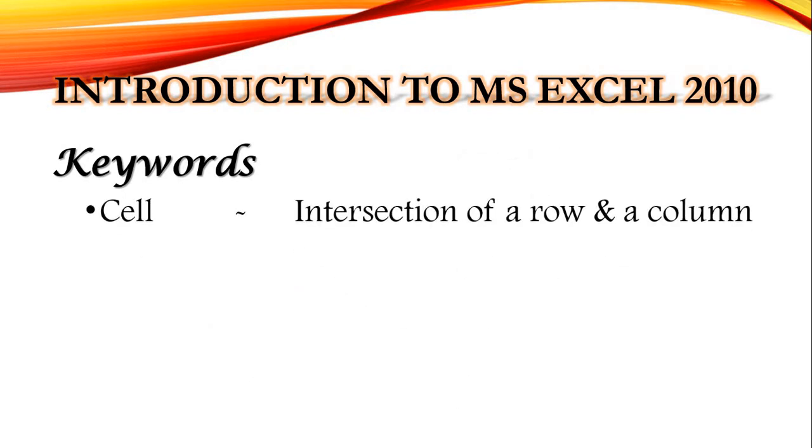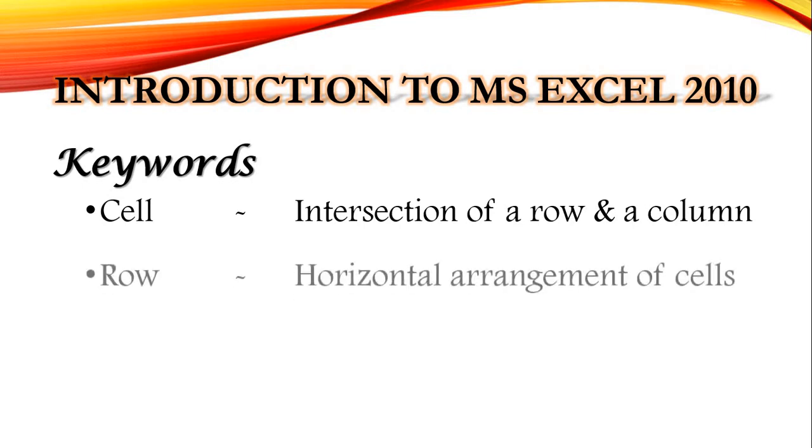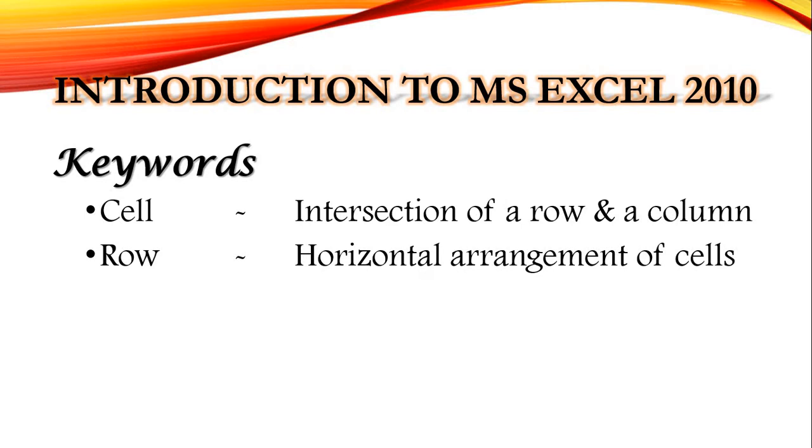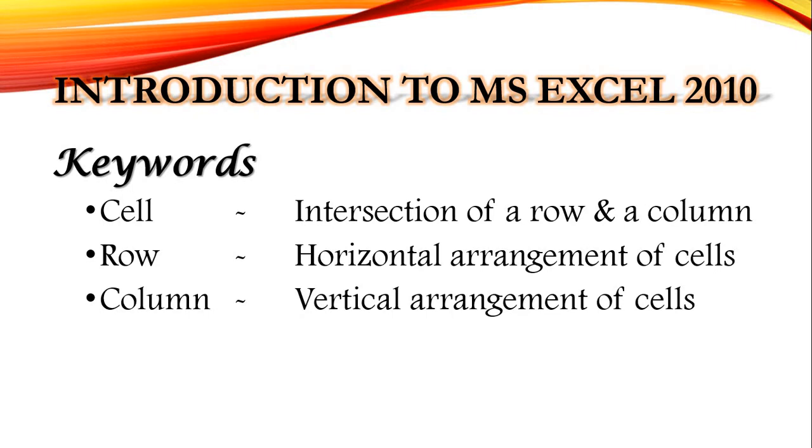Cell. This is a basic unit of a worksheet. It is an intersection of a row and a column. Row. Row means horizontal arrangement of cells. Cells are arranged in horizontal direction. Column. It is a vertical arrangement of cells. That means cells arranged in the vertical direction.